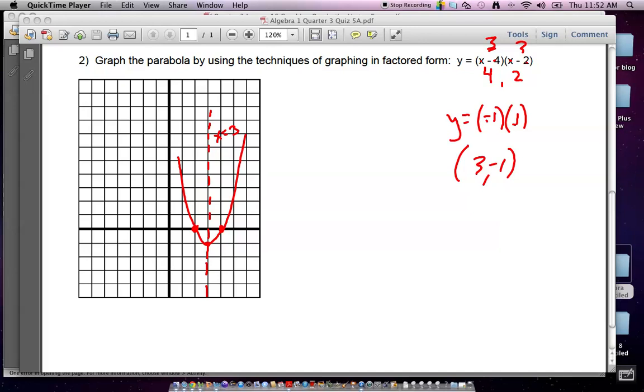Why? I don't get why it didn't work when I put it in the calculator. You must have put something in wrong. You should have put in y equals x squared minus 6x plus 8. Yeah, that came up weird. Be careful about scale.